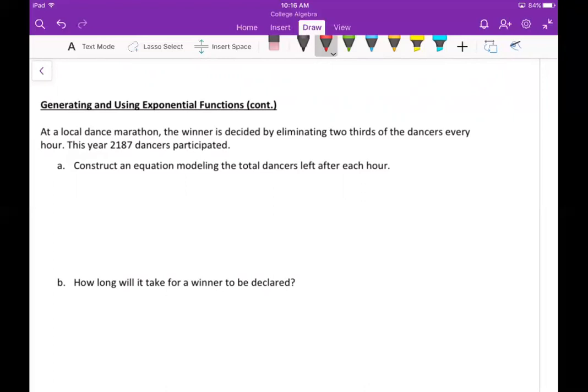factor should be. So in this particular example, we've got a local dance marathon, and the winner is decided by eliminating a fraction, 2/3 of the dancers every hour. Since we're getting rid of a fraction, we're going to multiply a quantity times a fraction, and we're going to see exponential decay here. This year we have 2,187 dancers participating. We want to construct an equation modeling the total dancers left after each hour.